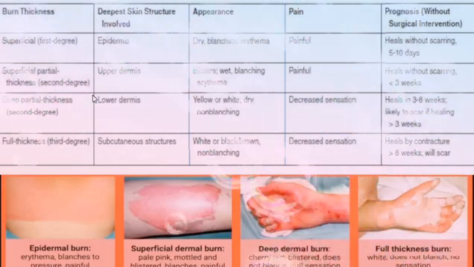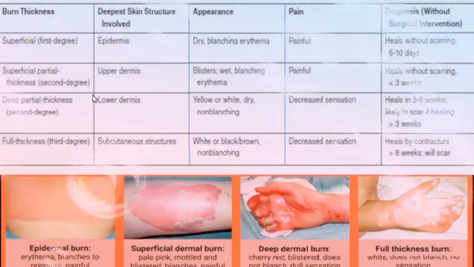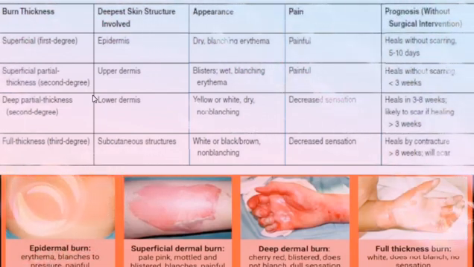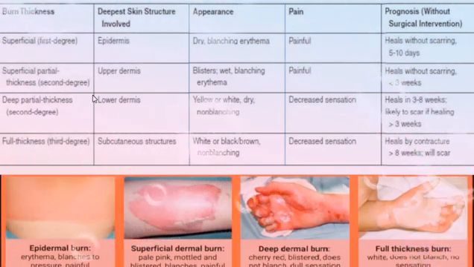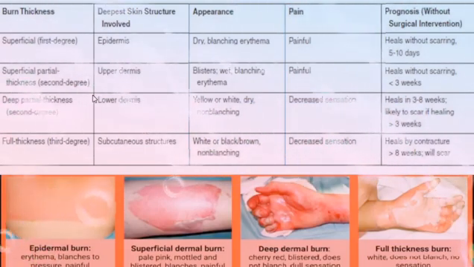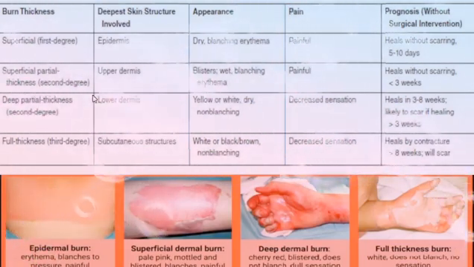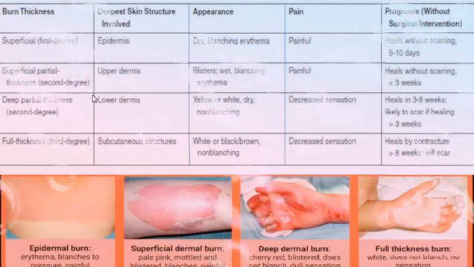Burn thickness. Superficial burns affect the epidermis. They appear dry with blanching erythema and are painful. They heal without scarring in 5 to 10 days. Superficial partial thickness burns affect the upper dermis. They have blisters and wet blanching erythema. They are painful and heal without scarring in less than 3 weeks.